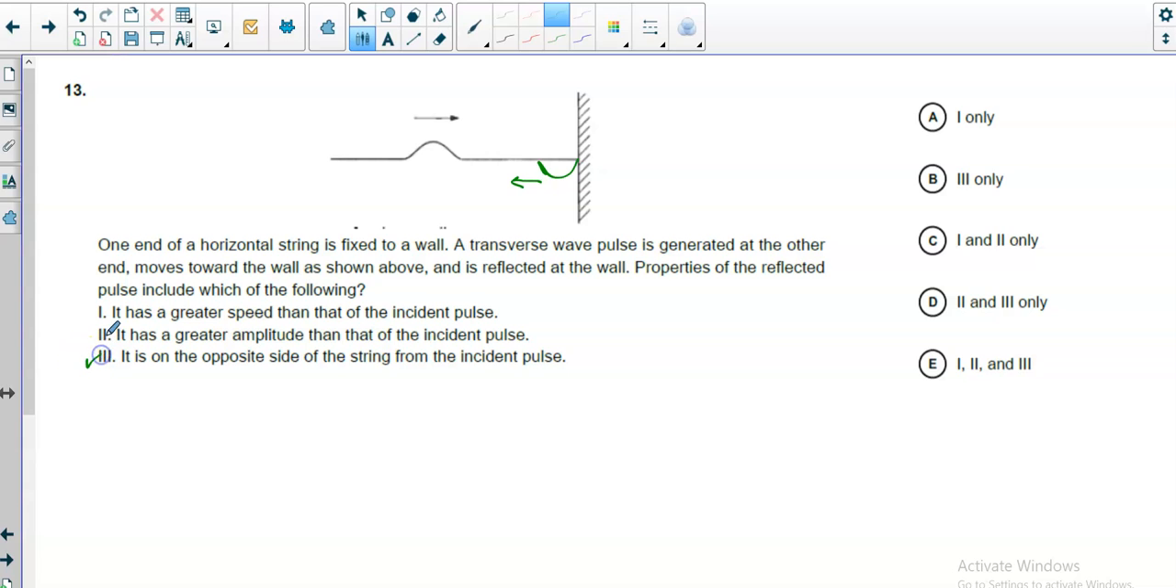We know that it will not have a greater amplitude. That would require an input of energy. It would violate the conservation of energy. And it can't have a greater speed because it's the same string, and presumably they haven't changed the speed in the string by making it more tense. So 3 only.